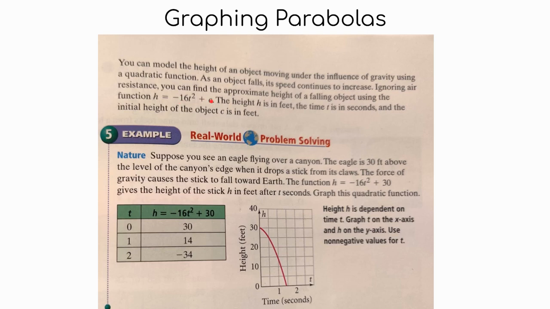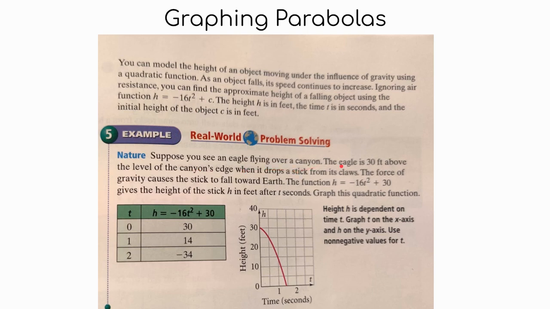C is the y-intercept, or the initial value. Because there is no bx here, it's also going to help us find our vertex. So this is where everything begins, right? Initial value, just like the y-intercept for linear equations. We're talking initial value here. So suppose you see an eagle flying over a canyon.